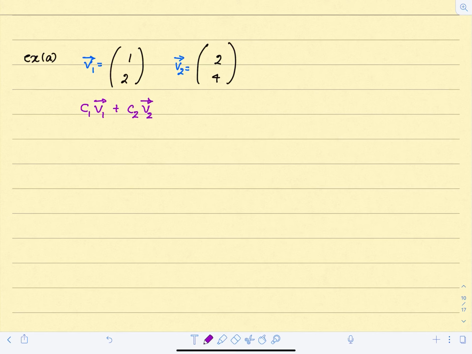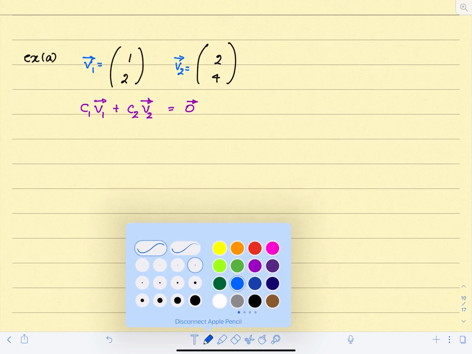Now the question that we would like to ask is the following. Is there a linear combination that gives the zero vector in R2? Or in other words, can we find values for c1 and c2 that lead to the zero vector? Let's see.